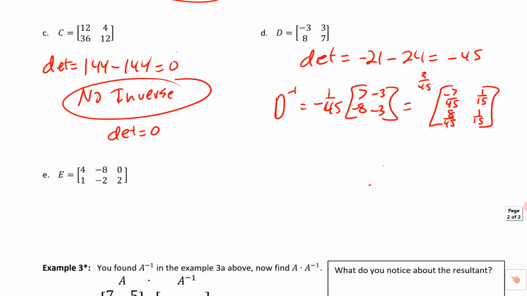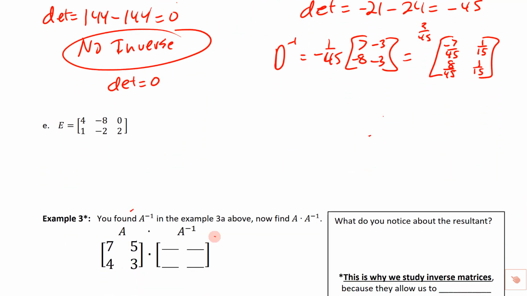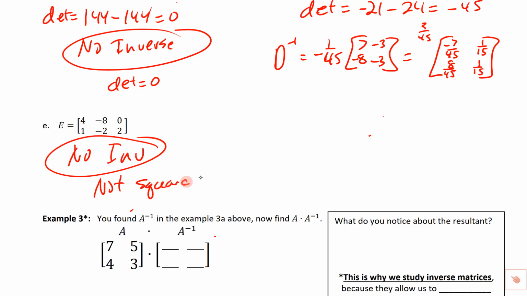Let's slide down here and take a look at E. Now the problem with E, you'll notice this isn't even square. So the answer on this one is no inverse. And the reason is not a square matrix. Doesn't even have a determinant. And again, you can see what the problem is. We're leaving off those two numbers on the end there, so we don't get any information about those.